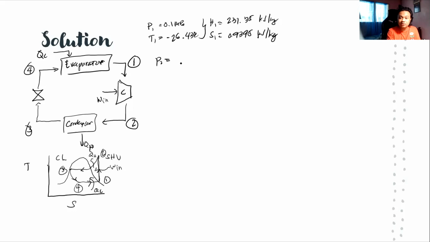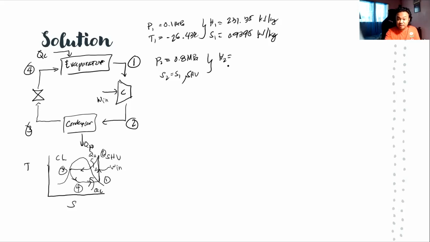And then we have our state 2. State 2 is superheated vapor, right? So superheated vapor at 0.8 MPa. And if you can notice, the S is actually the same. So it is an isentropic step. The S2 is equal to S1. So we have equal value here. And then its state is superheated vapor. So let's look for our H2.